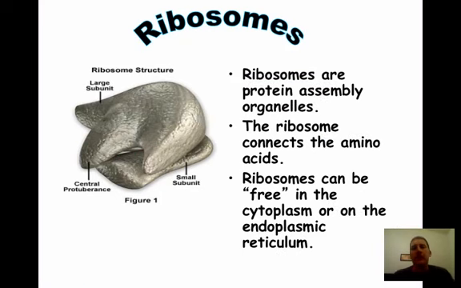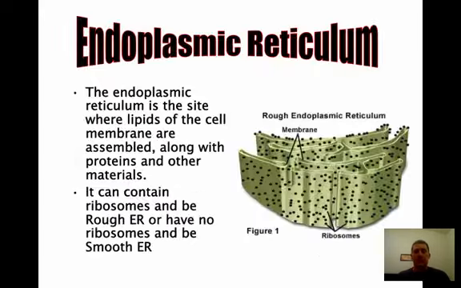So now to ribosomes. Ribosomes are your protein assembly organelles. They make proteins. Ribosomes make proteins. There's no fancy way of putting this. They just make proteins. Okay? Ribosomes connect the amino acids to form proteins. They can be free, floating within the cytoplasm, or they can be attached to what's called the endoplasmic reticulum. I'm going to show you what the endoplasmic reticulum is pretty quick as well. Ribosomes are made within the nucleolus, but then they make the proteins. Remember that.